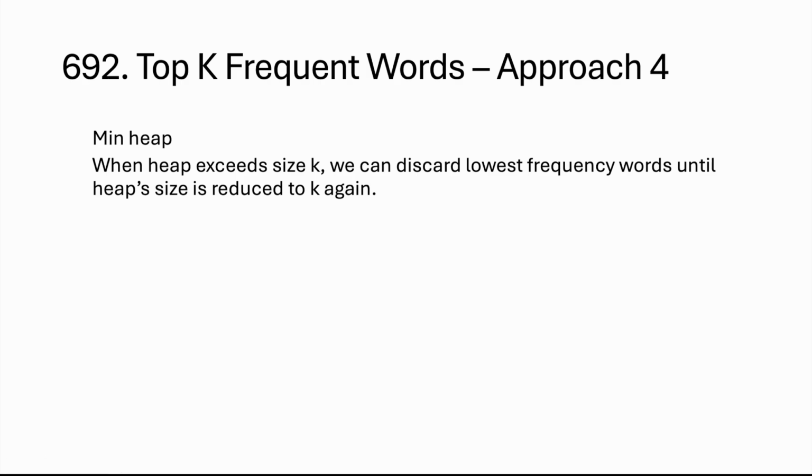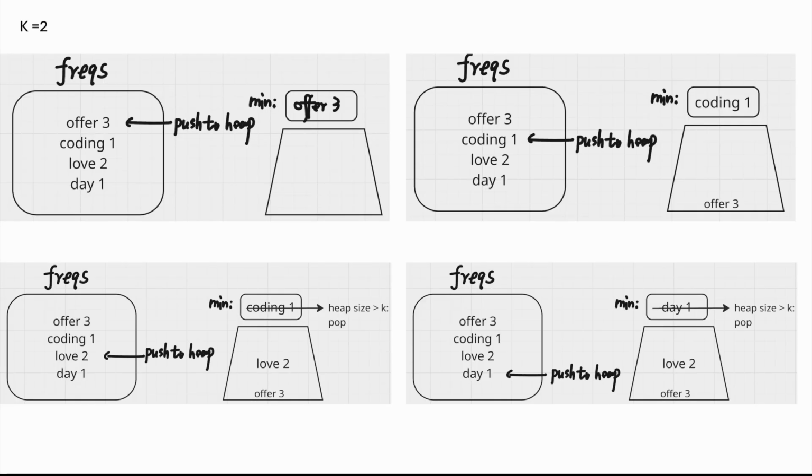For approach 4, we can use a min heap instead of a max heap. When the heap exceeds size k, we can discard the lowest frequency words until the heap's size is reduced to k again. Now let's look at an example. k equals 2, and we have a frequency hash map here. For offer 3, we push it to the heap. In this min heap, offer 3 is at the top. Then we push coding 1 to the heap. 1 is the smallest value, so it is at the top of the min heap. Then we push left 2 to the heap. 1 is still the smallest value, so it stays on the top.